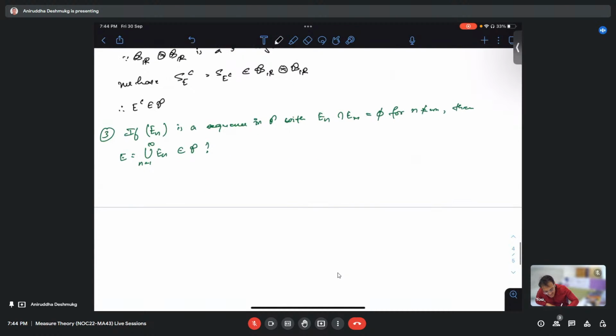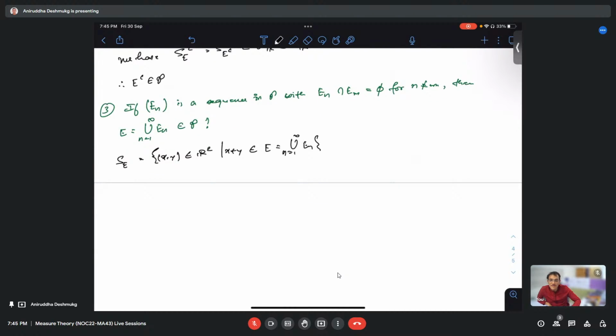Now let us look at SE. This is the collection of all (x, y) again in R2 such that x plus y is inside this union of Ens. But what do we mean by something being inside a union is that it is inside at least one of these sets. But these sets are inside P, so those S of Ens are inside BR cross BR, so union of S of Ens is again inside BR cross BR. Did I say P? Oh, yeah, I meant to say S of Ens is inside BR cross BR.